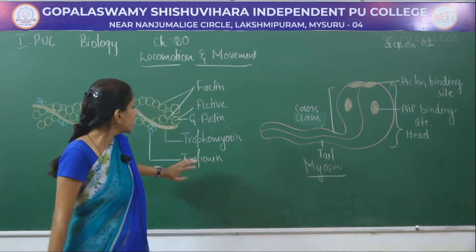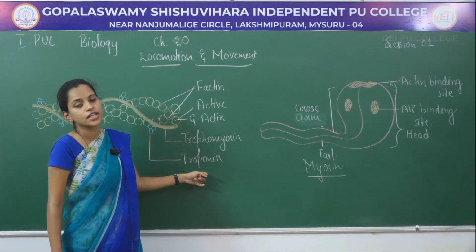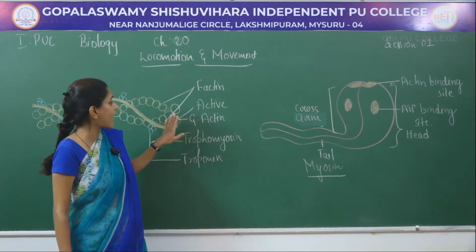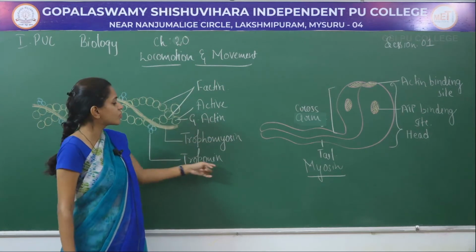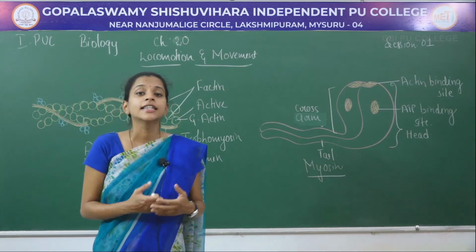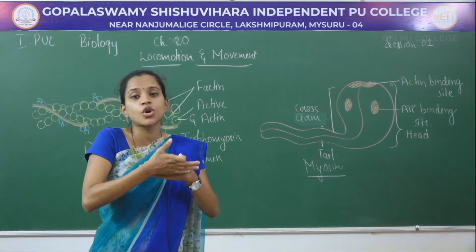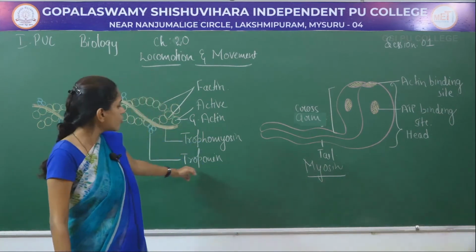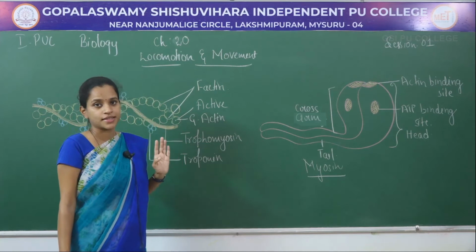When the muscle is in its relaxed state, the troponin molecules bind the active site of the G actin. That is the function of troponin. When the muscles are in their relaxed state, the active site of the G actin will be closed or masked by troponin, which indicates that there is no muscle contraction taking place.